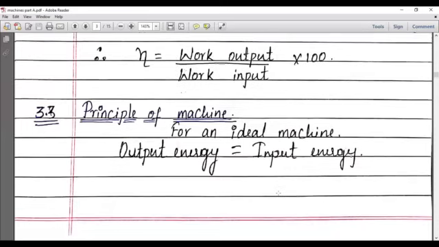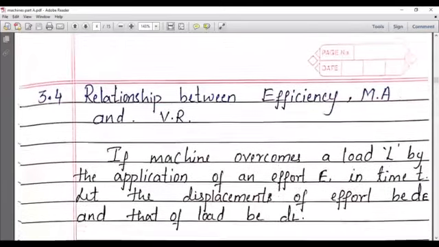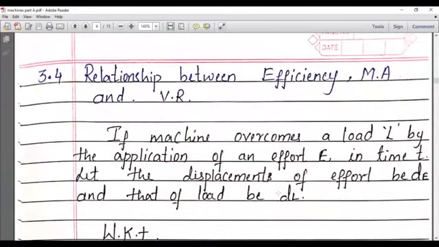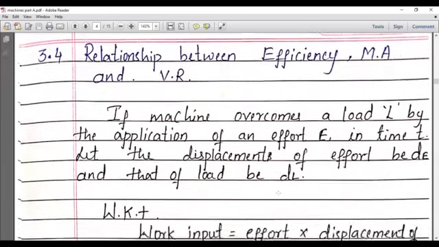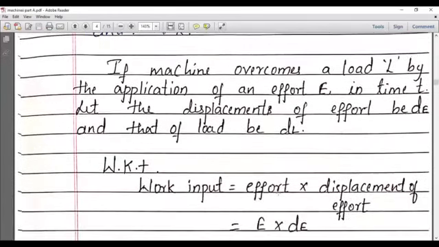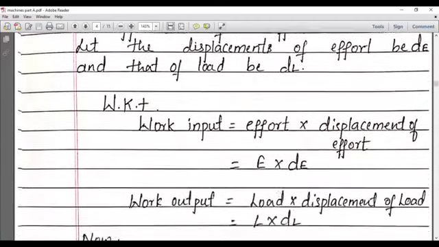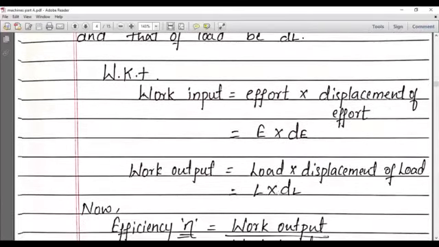Next one is relationship between efficiency, mechanical advantage, and velocity ratio. See, if a machine overcomes a load L by the application of an effort E in time T, then the displacement of the effort be dE and the load be dL. So we know that work input is nothing but effort into displacement of effort. So work output is load into displacement of load.